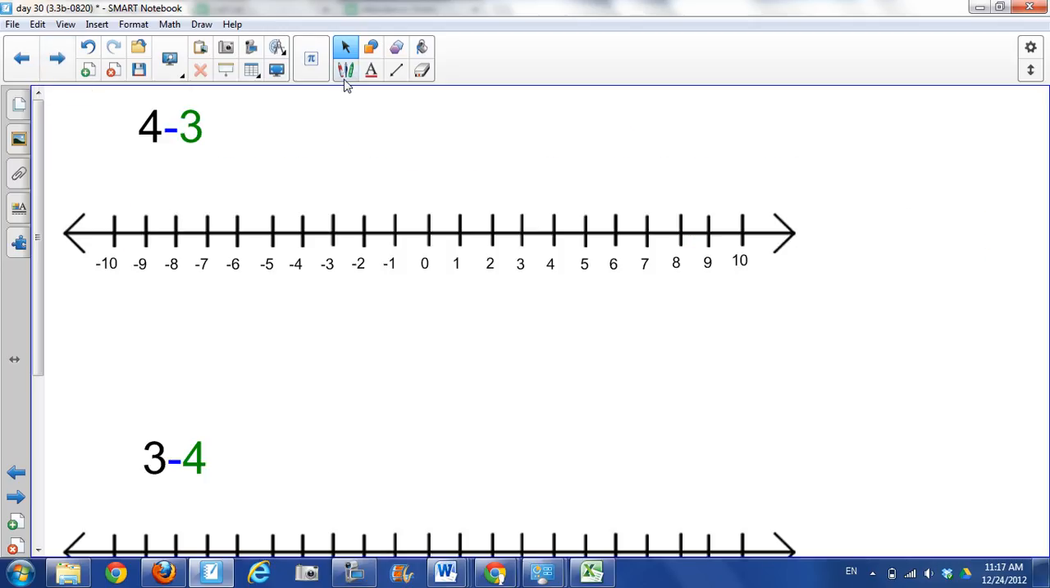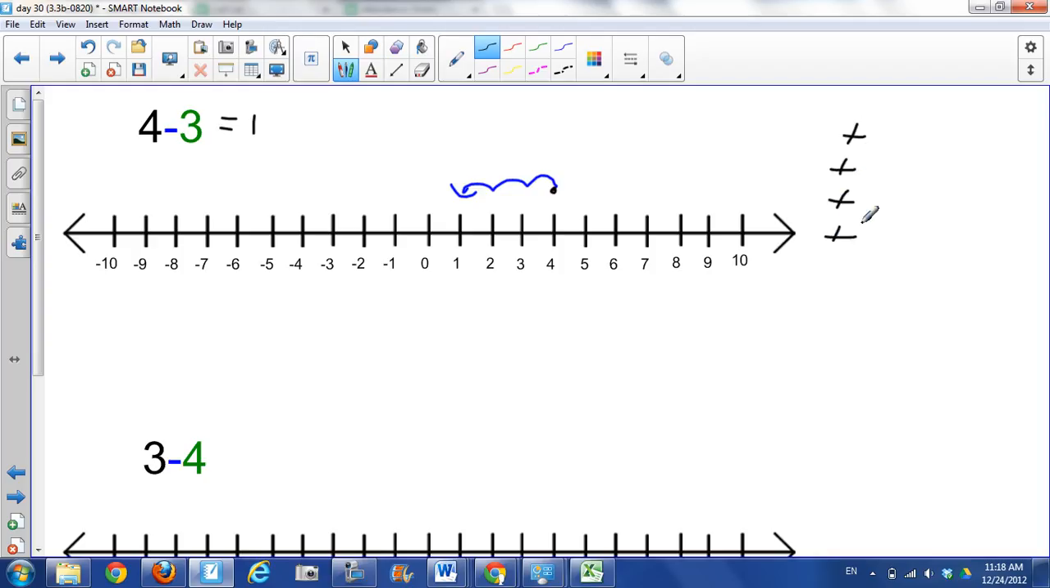4 minus 3. I'll go quickly through this one because this is the one that everybody knows. 4 minus. Minus means take away. So we're taking away 3, which means we're moving 3 to the left. We end up at 1. Or, more physically, if we have 4 positives and we take away 3 of them, that means gone. Take away 1, take away 2, take away 3, and what are we left with? We're left with 1 positive.